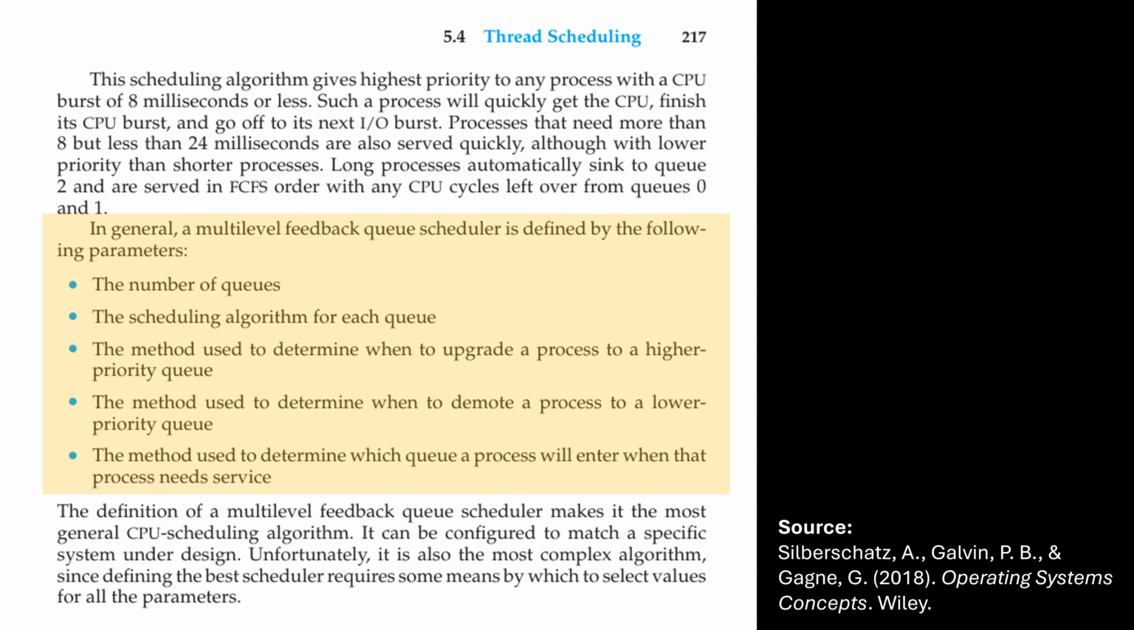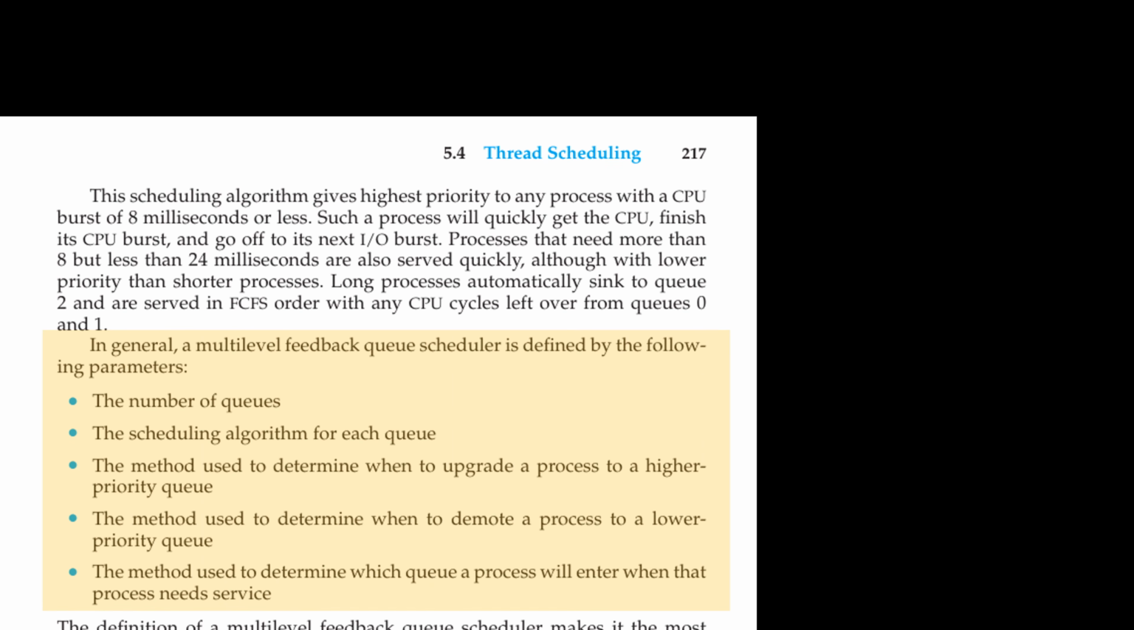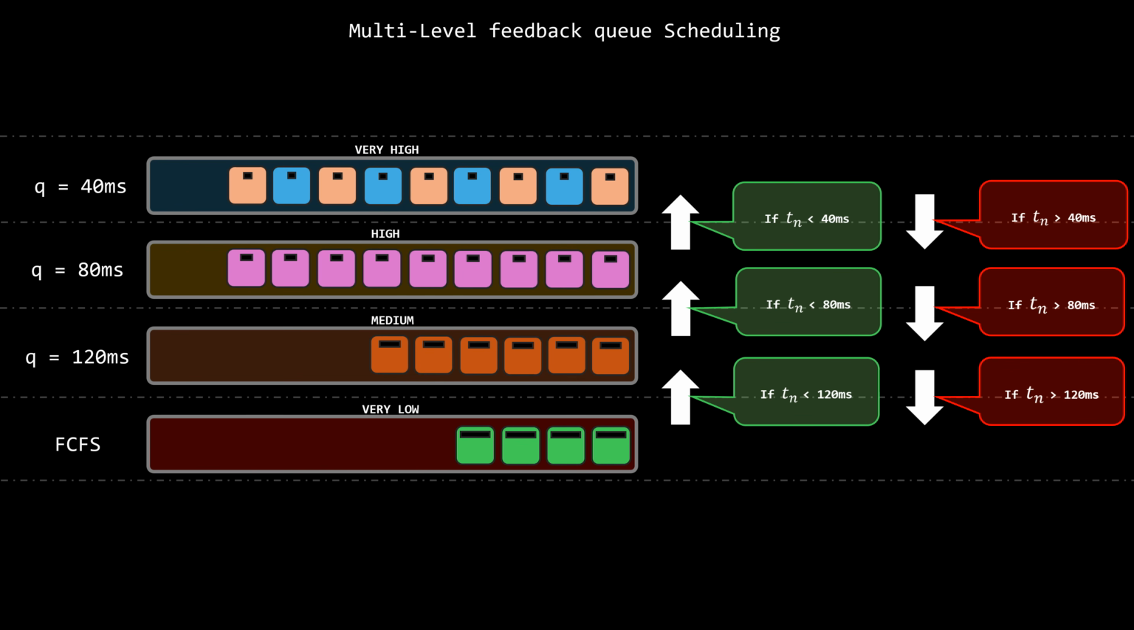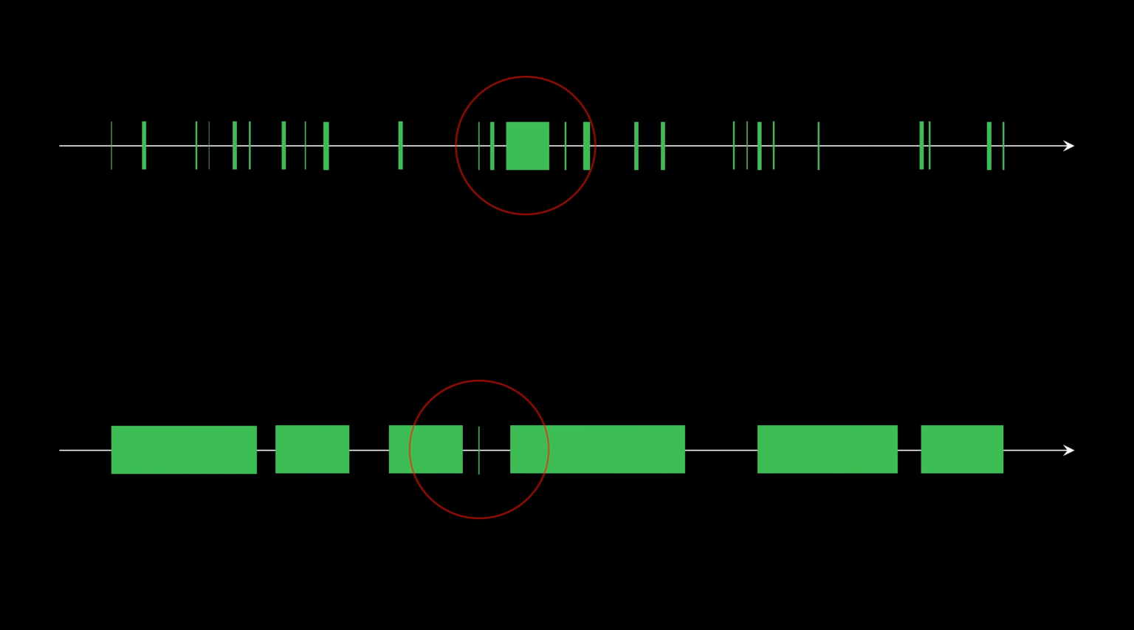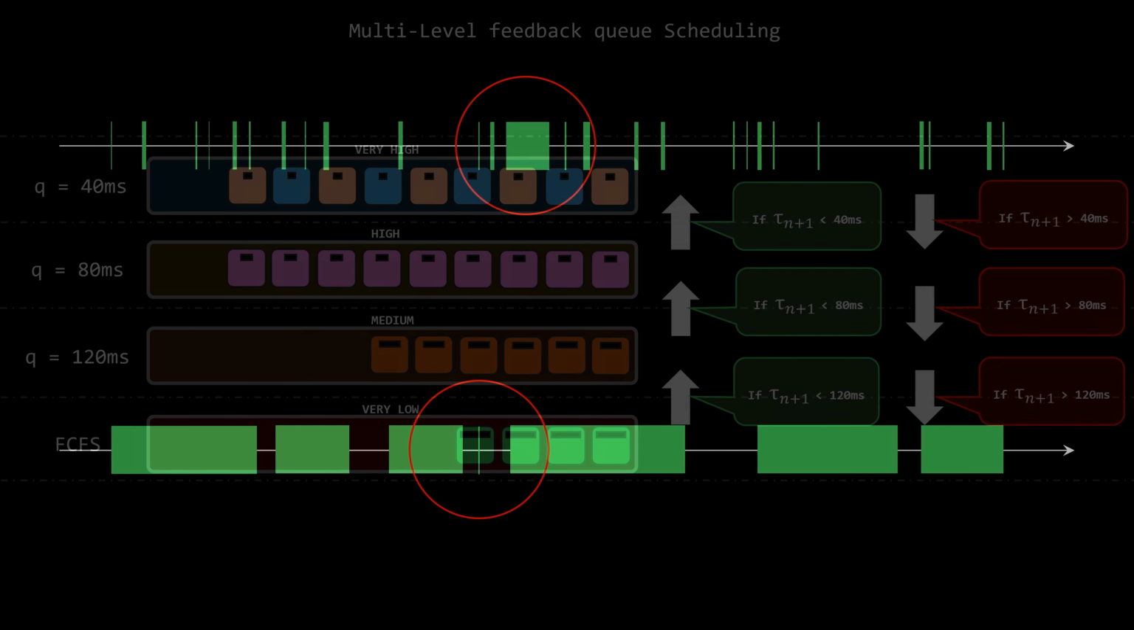Not only can the scheduling algorithm applied to each queue differ, but also the criteria used to decide when a process should be promoted or demoted between queues. For instance, instead of relying solely on the most recently observed CPU burst to adjust a process's priority, the system could use a prediction based on historical data, which might help avoid unnecessary queue switches in response to isolated or unusual bursts, whether extremely short or unexpectedly long.